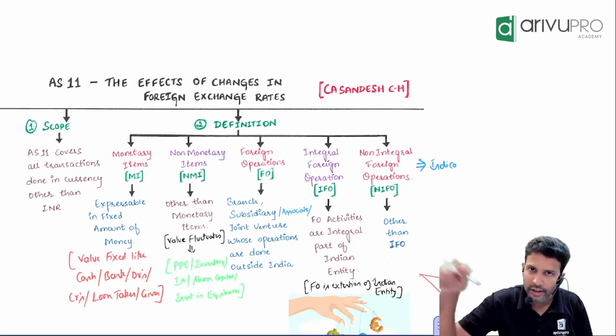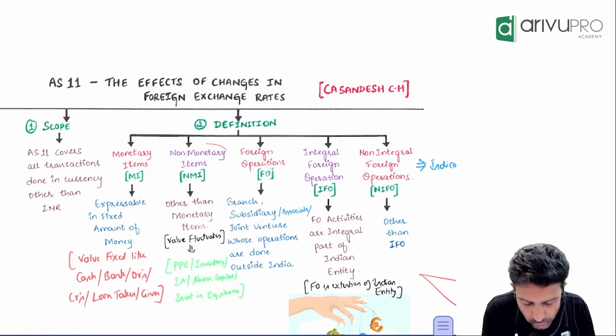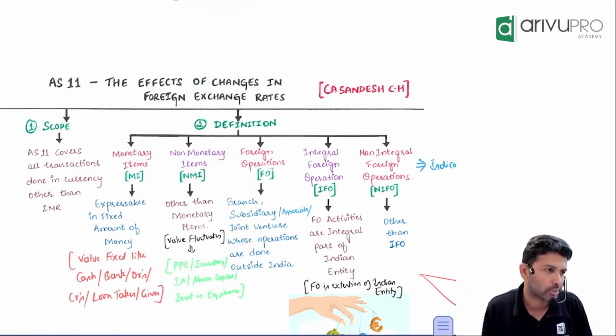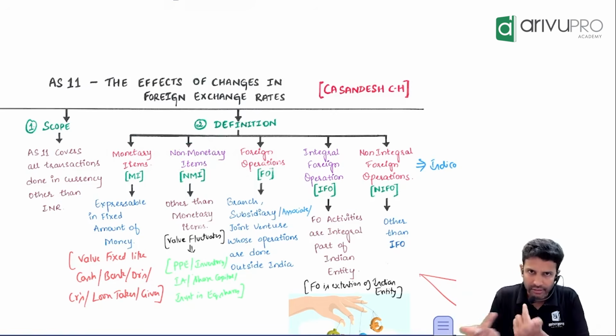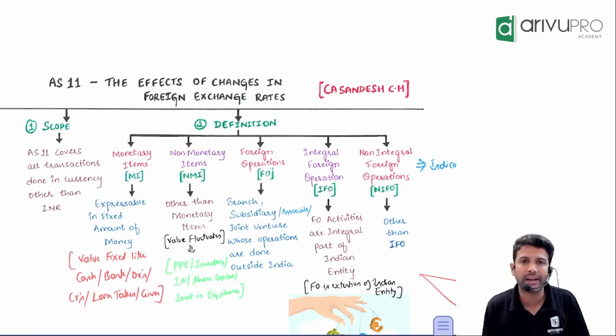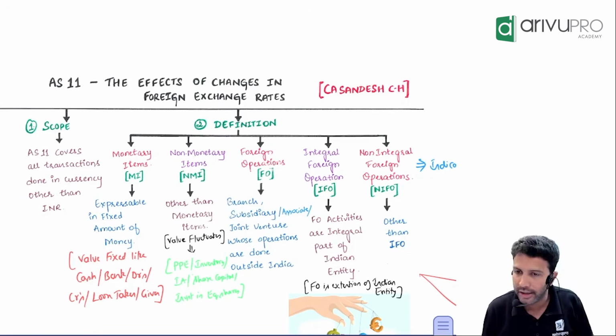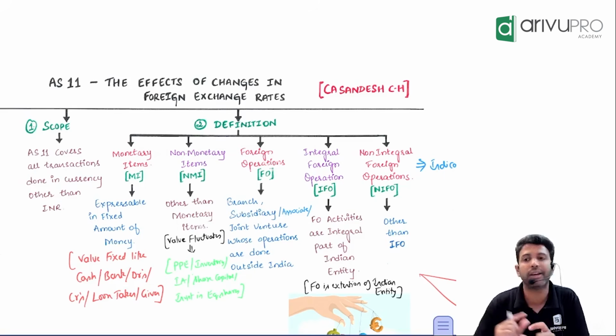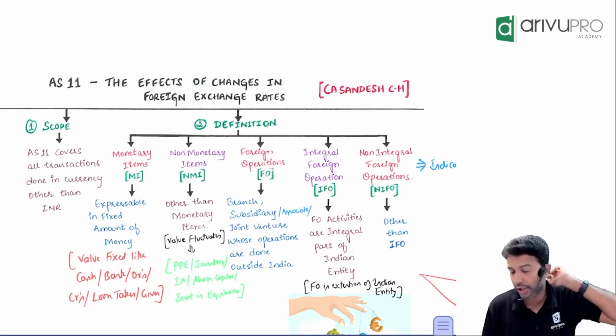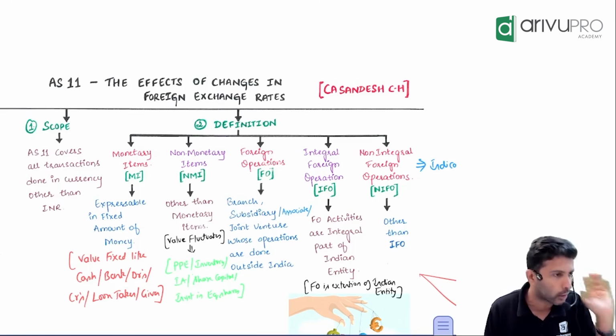If value is fluctuating or changing, we call it non-monetary items. So whenever you have done a transaction, you need to identify whether the transaction relates to a monetary item or a non-monetary item, because the conversion rates are different. That's the reason identification of monetary and non-monetary becomes important there.